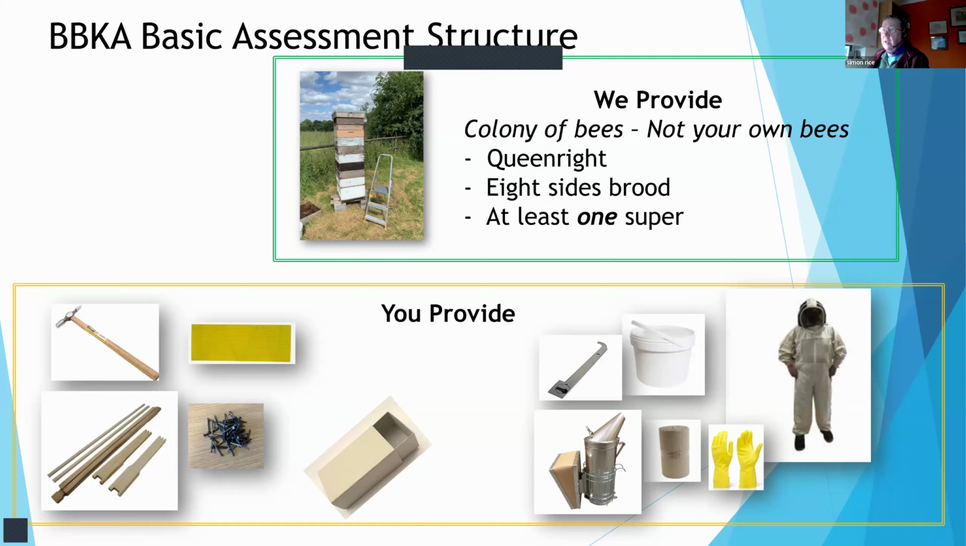And the idea is that we provide you with a colony of bees that aren't your own, but we know that they are queen right. They have a minimum of 8 sides of brood and some stores, and they have at least one super. So not like the colony in the slide, you wouldn't be faced with that, but they do have one super. So we're looking at sort of May, June time to do the assessments, because the weather's better, but also it gives time for colonies to build up.